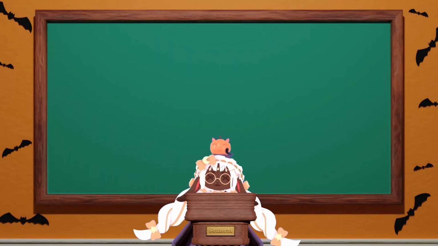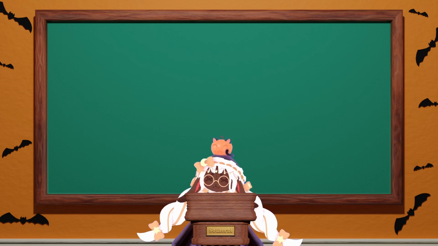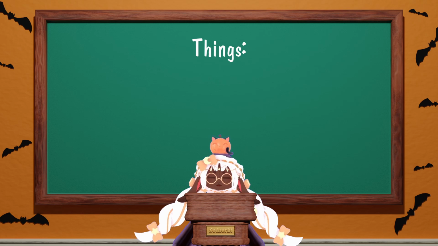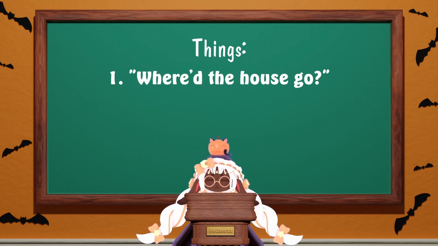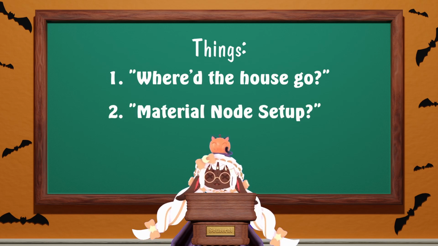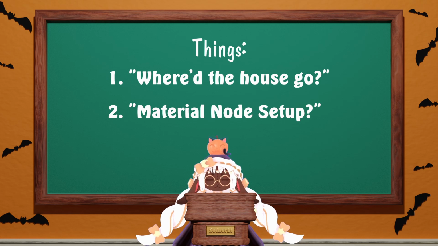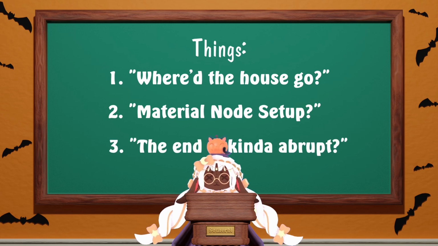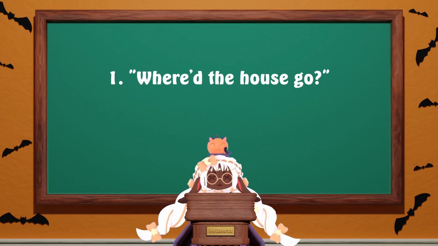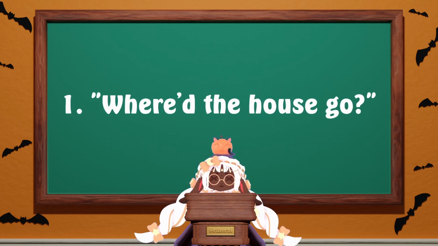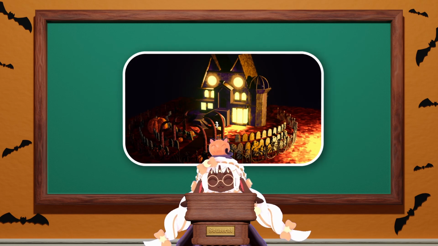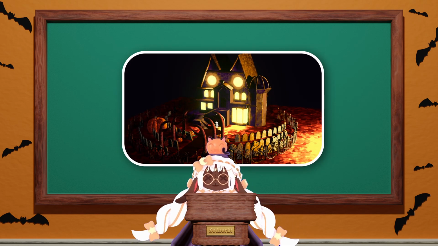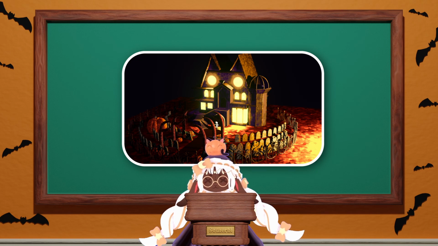So before we get this time lapse started, I just wanted to clear up a few things, like where'd the house go, and material nodes where, and why is the end so sudden? Starting with where'd the house go? What house, you ask? This house. You'll see it later, or pretty soon, depending on how you look at it.